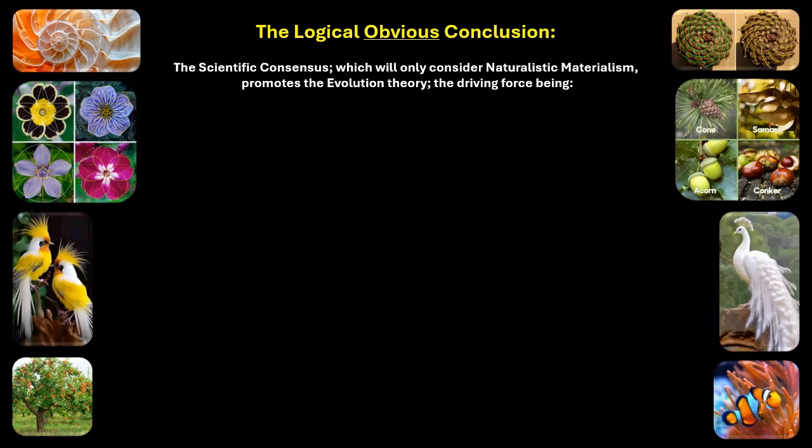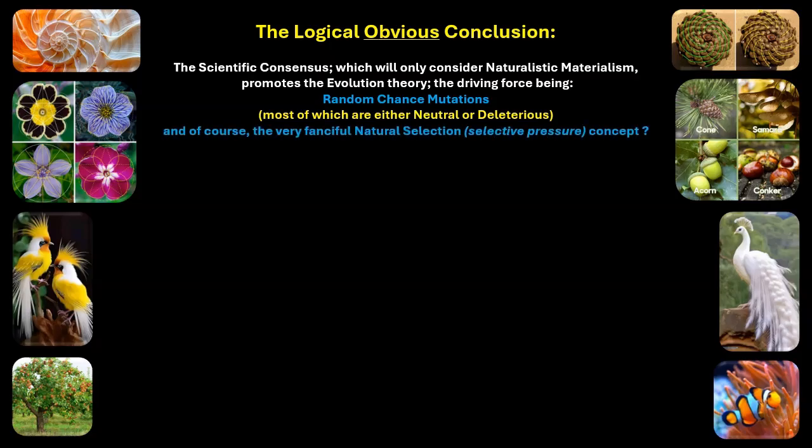The scientific consensus, which is the majority, millions of scientists, they'll only consider naturalistic materialism. They don't want to allow a divine foot in the door, and they fight against it as hard as they possibly can. And the driving force being random chance mutations. And yet, when you look at the scientific papers, most of which is either neutral or deleterious. And of course, they have the very fanciful natural selection, selective pressure concept.